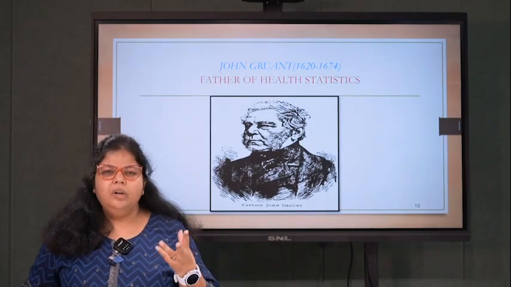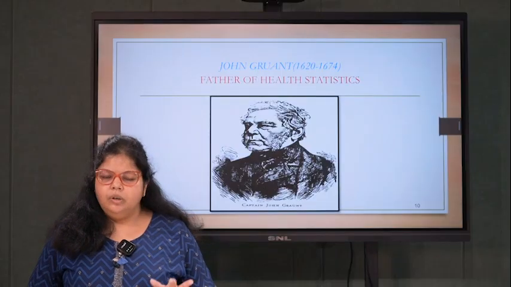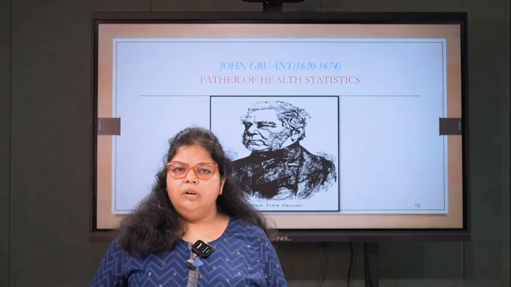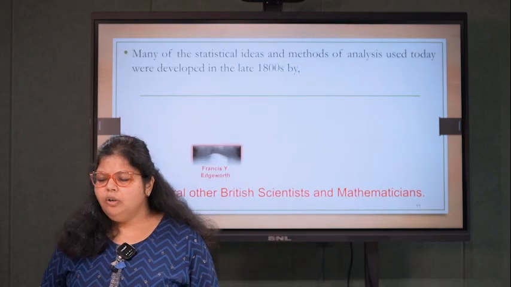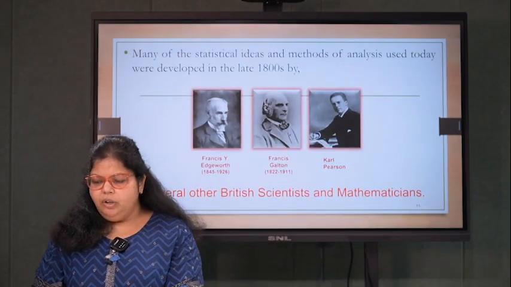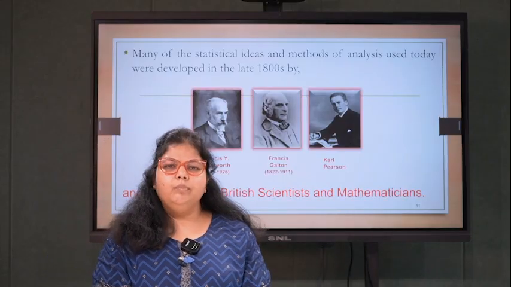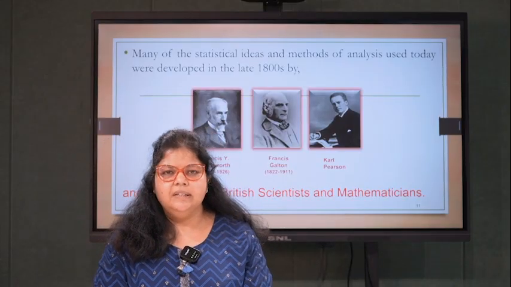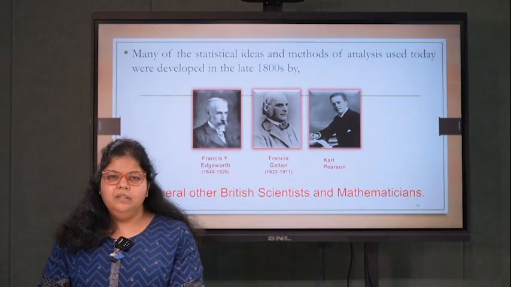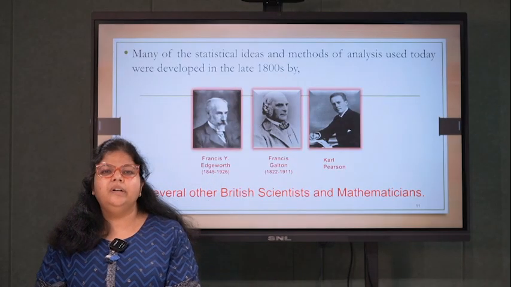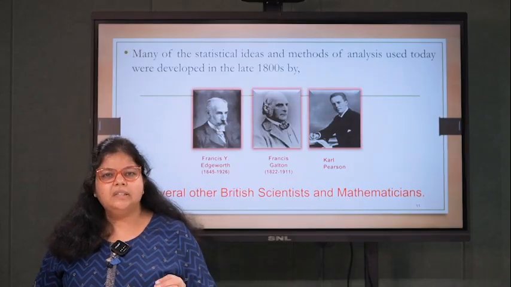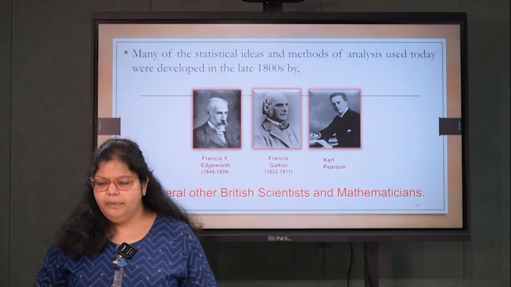Now just a small history. Majorly John Graunt is considered the father of biostatistics, and then later on many people came, like Karl Pearson and Francis Edgeworth, who developed so many statistical analyses and statistical formulas. You must be knowing Karl Pearson's chi-square test, the most important, the most used and the abused test. That was one of the statistical analyses given by Karl Pearson.